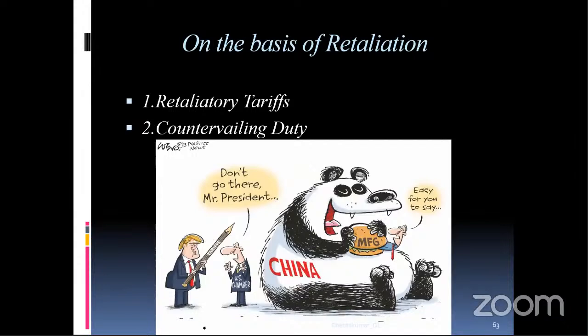See, retaliatory tariff, if someone is imposing tariff on me, I'm going to impose tariff on them. That is actually what is retaliatory tariff. And this is countervailing duty. There's a very minute difference between retaliatory tariff and countervailing duty.